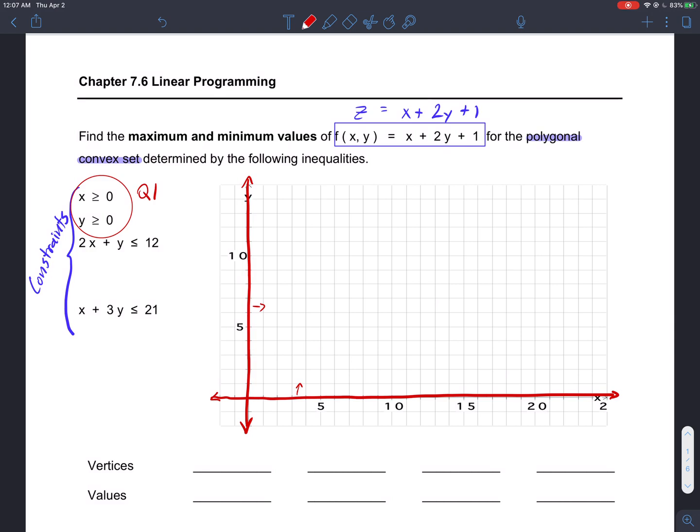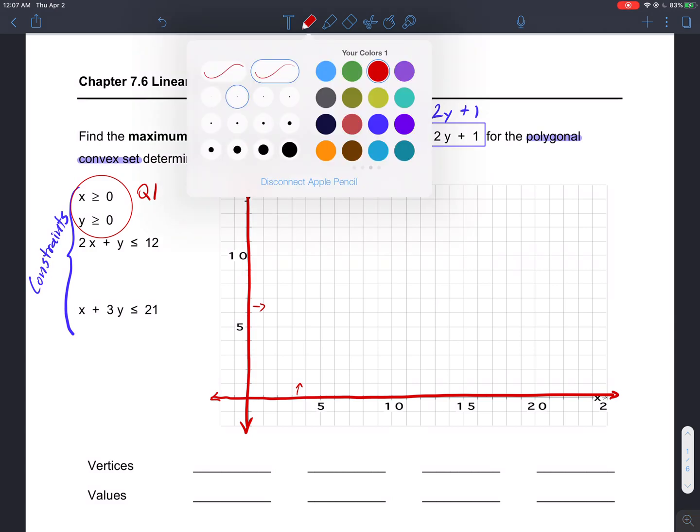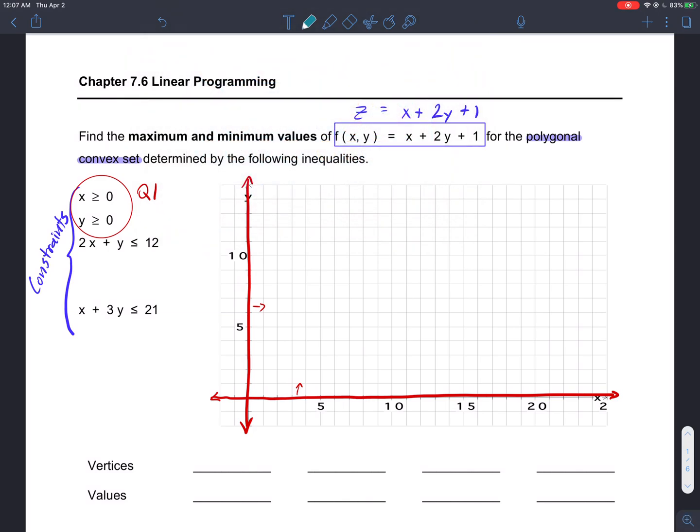The third constraint, the 2x plus y, they gave us some space here because that has to be worked out. We need to simplify this a little bit. In other words, we're just going to solve for y. I'm going to rewrite this as y less than or equal to negative 2x plus 12. Now if I graph that, it gives me a y-intercept of 12, which is up here, and a slope of negative 2. So I go down 2 and over 1, down 2 and over 1, looks like this.